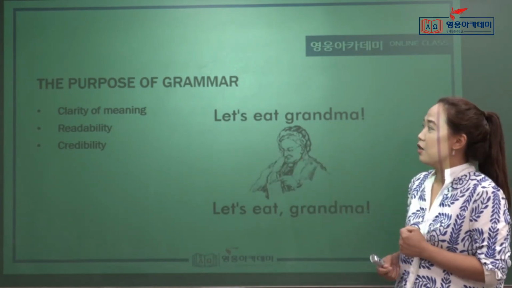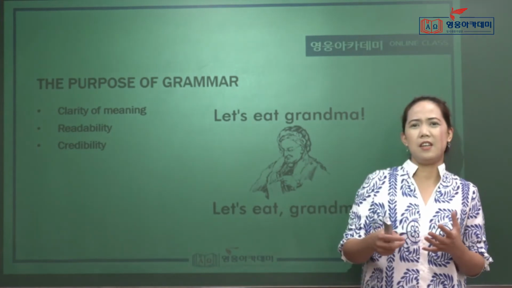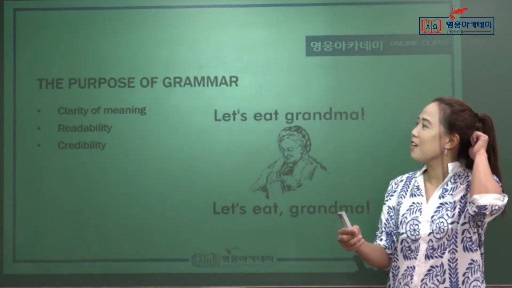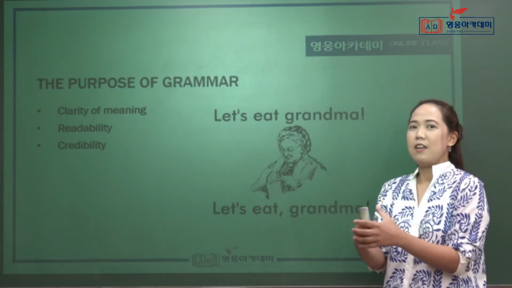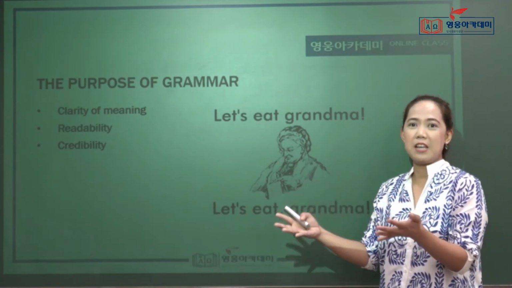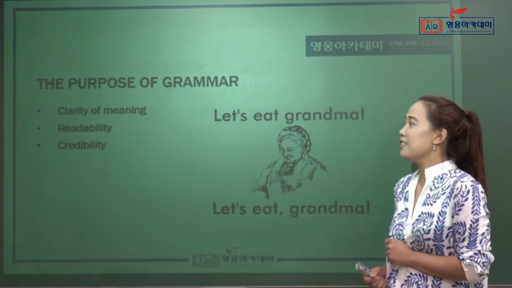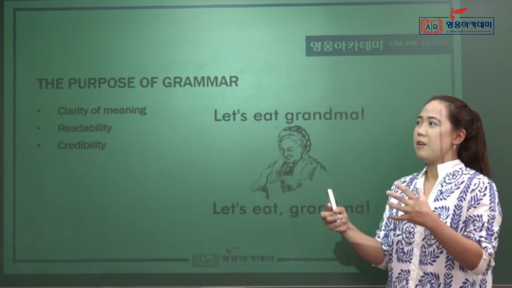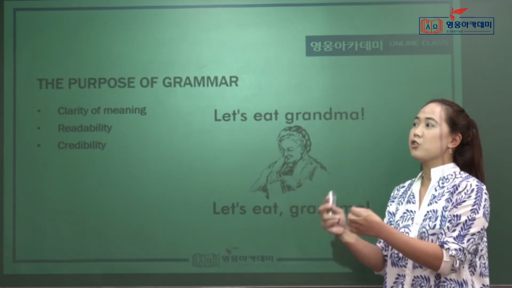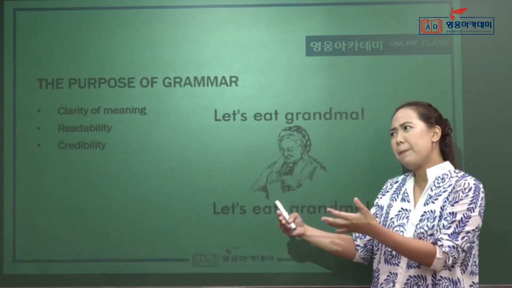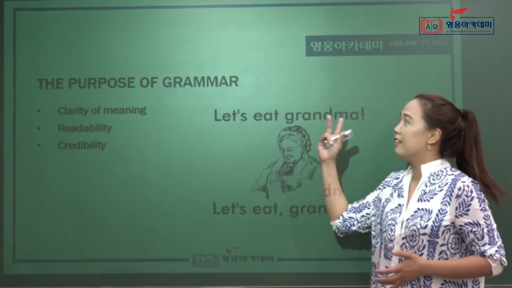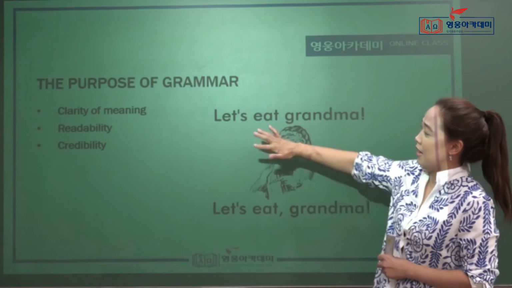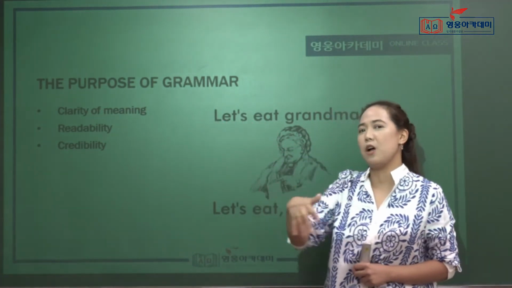Okay, next. Readability. What is readability? It's the quality of your paper being enjoyable, okay, fun to read. That is readability. Next is credibility. What is credibility? It's the quality of being trusted. Is this paper credible? Okay, these three things represent the purpose of grammar.